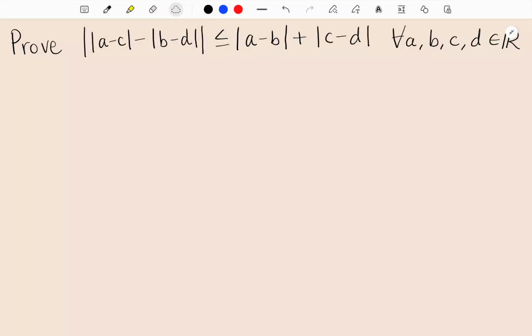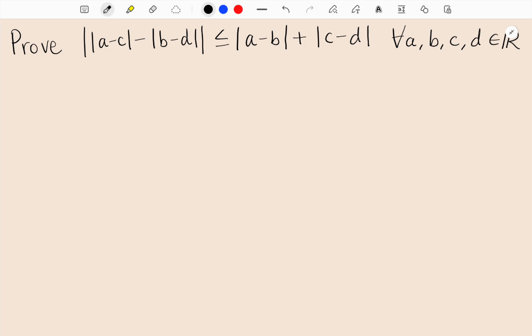So I would like to prove this inequality over here, which says that the absolute value of a minus c minus the absolute value of b minus d is less than or equal to the absolute value of a minus b plus the absolute value of c minus d, for all a, b, c, d elements of real numbers. So this is true for any four arbitrary real numbers a, b, c, d. Let's just prove this over here.